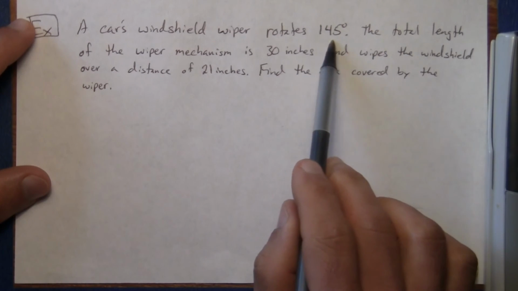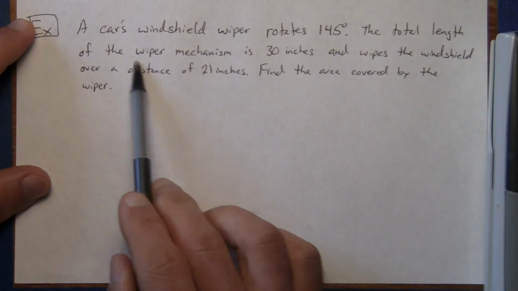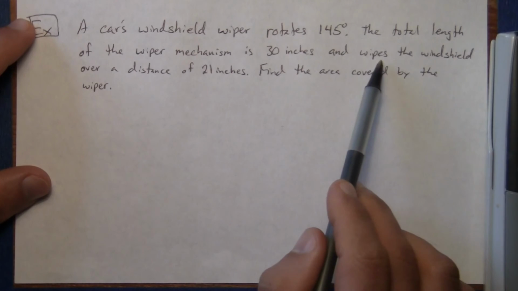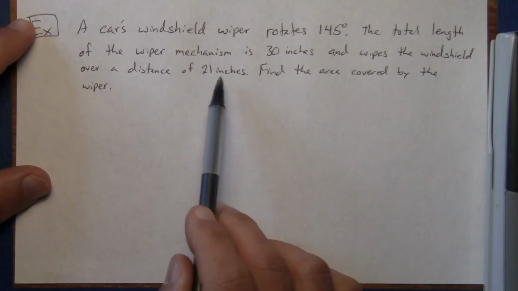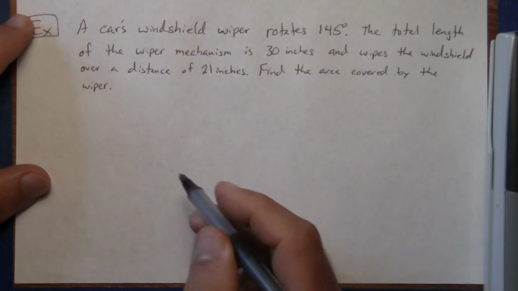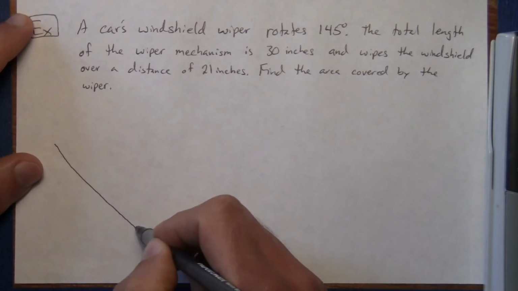It says a car's windshield wiper rotates 145 degrees. Total length of the wiper mechanism is 30 inches, and it wipes the windshield over a distance of 21. That's a little confusing in terms of what they are talking about. Well, here's what they're looking at.